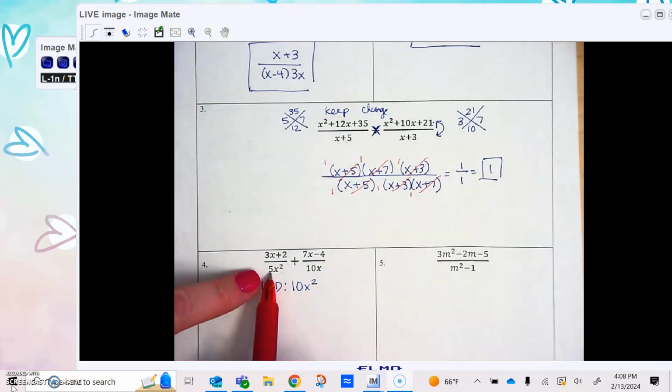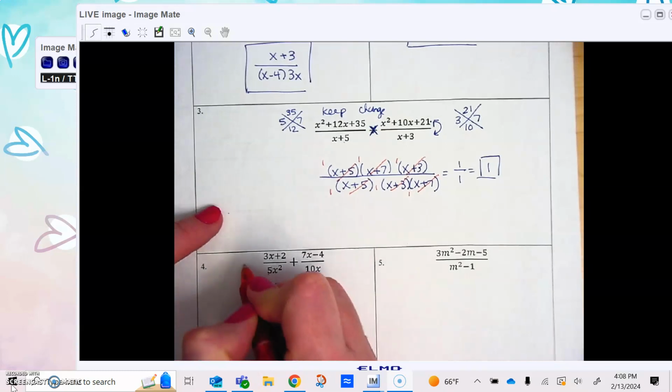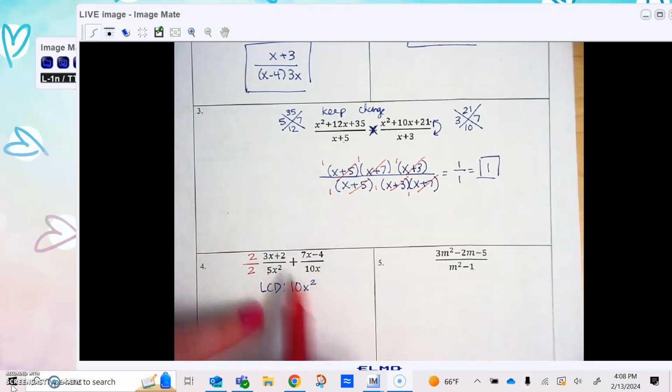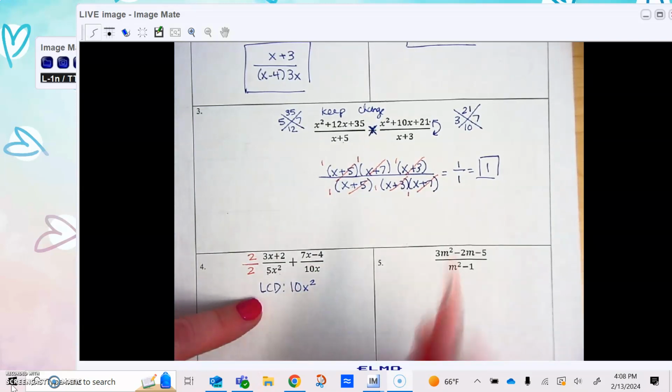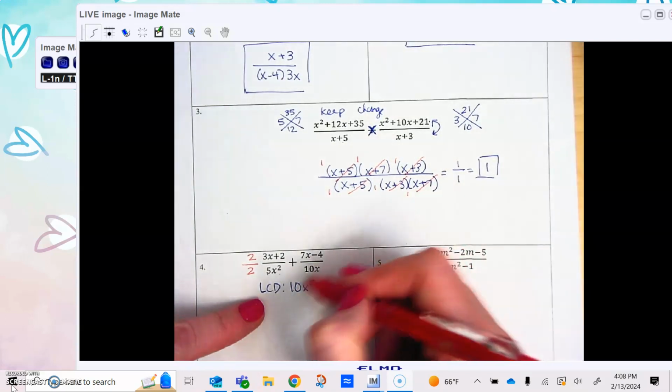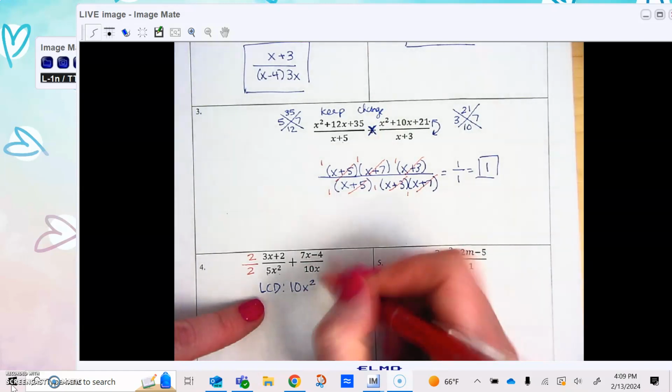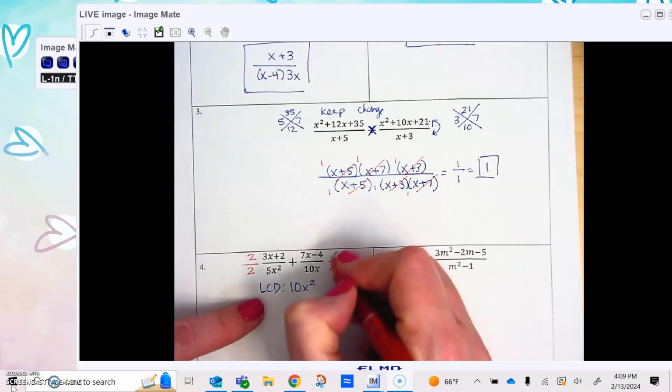So for this first one, 5 times 2 would give me 10. But it already has x squared, so I don't need to multiply it by anything. In the second fraction, it already has a 10, but it needs one more x. So I'm going to multiply it by x over x.